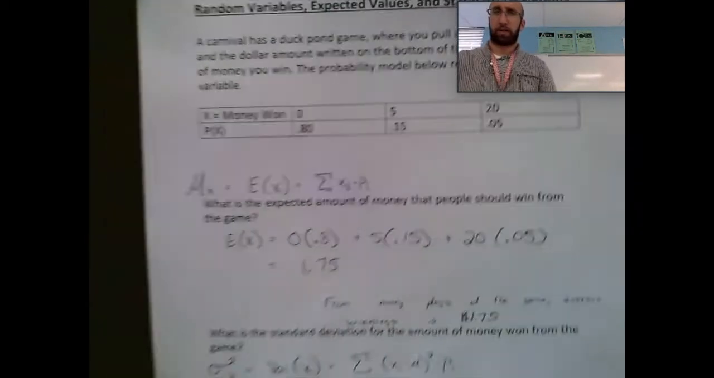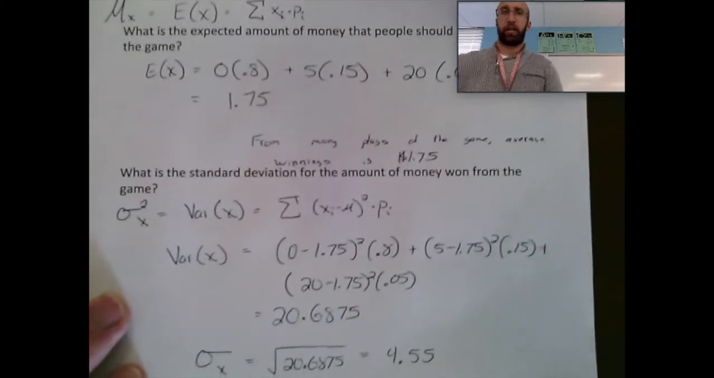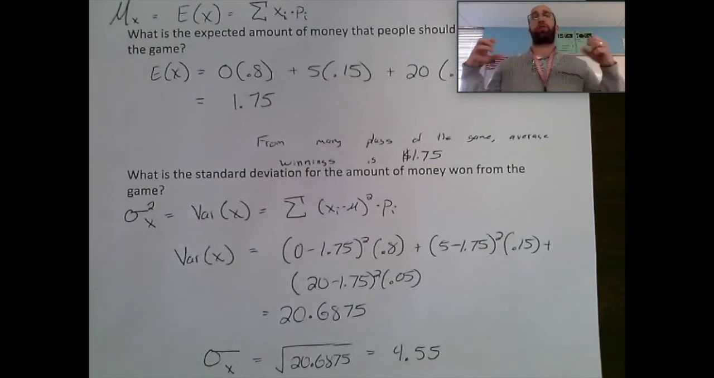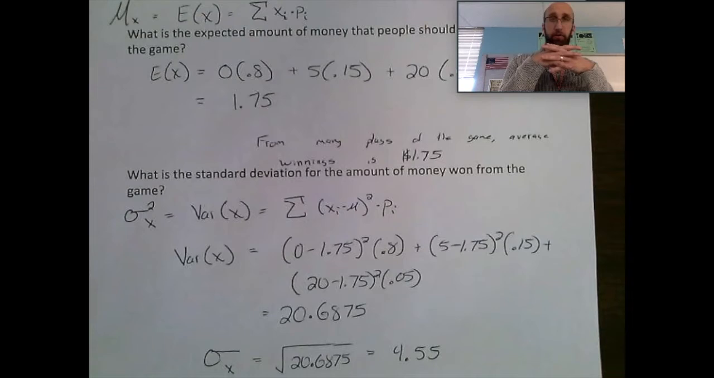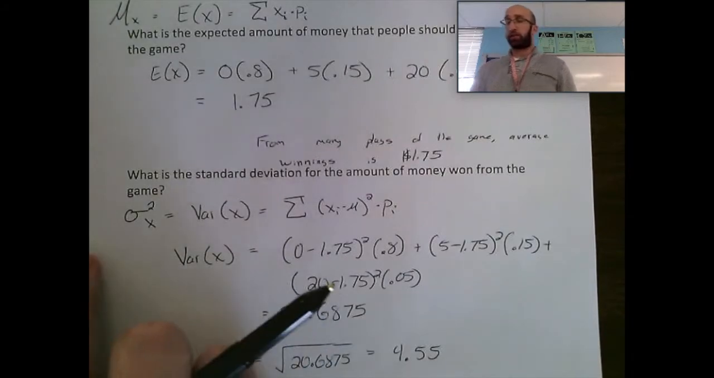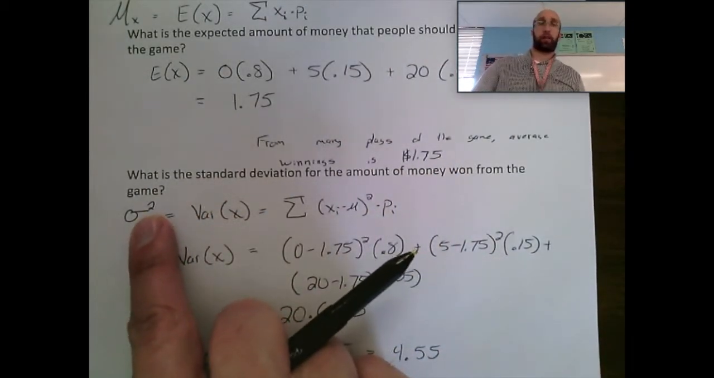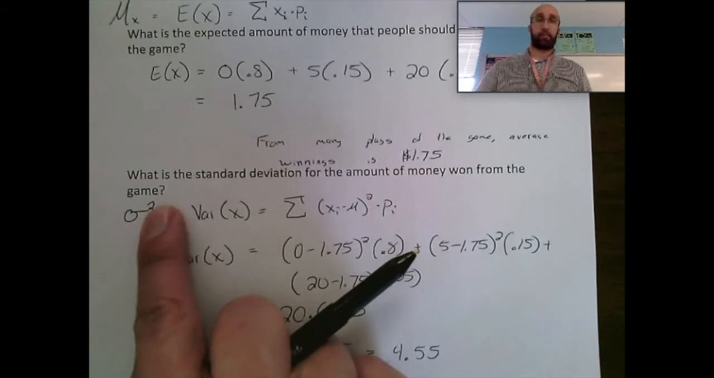The final thing I'm going to talk about is standard deviation. Now, here's the trick with standard deviations with random variables. A lot of what we do starts with variances first, and then we go to standard deviations. So how I represent that is sigma squared is a variance.